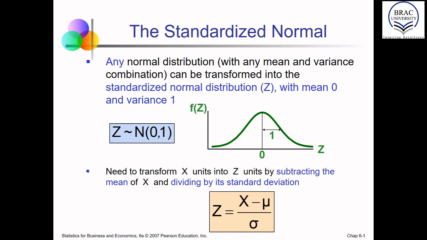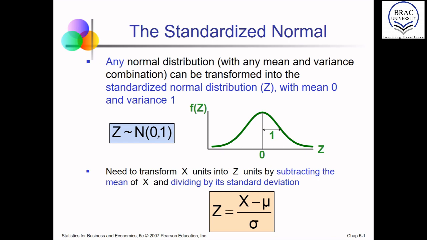The standardized normal. Any normal distribution with any mean and any variance combination can be transformed into a standardized normal distribution, Z, with mean 0 and variance 1. A normal distribution has mean mu and variance sigma square. Mu and sigma square can take any value, and it can be transformed into a standard normal distribution or a standardized normal distribution.